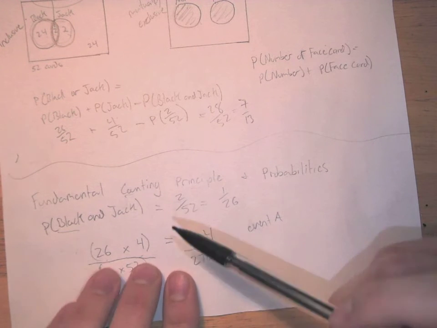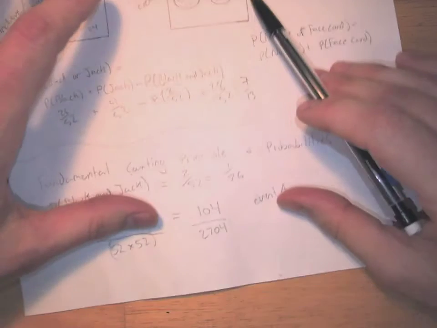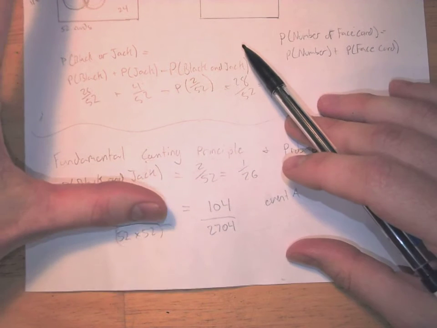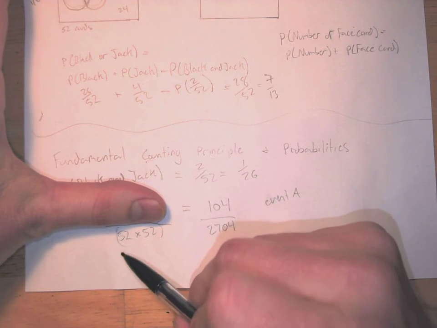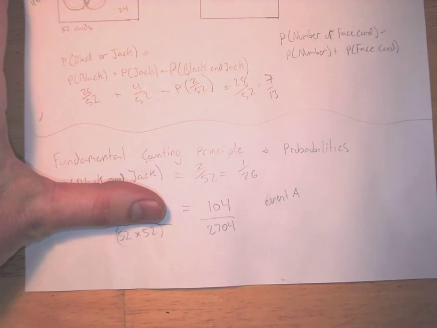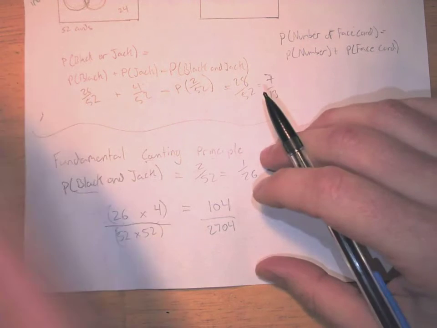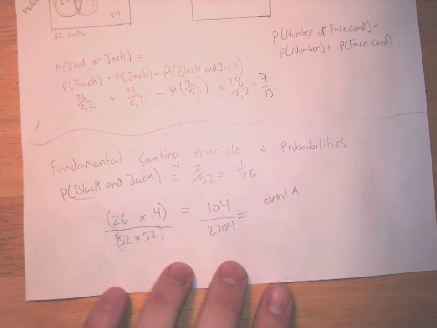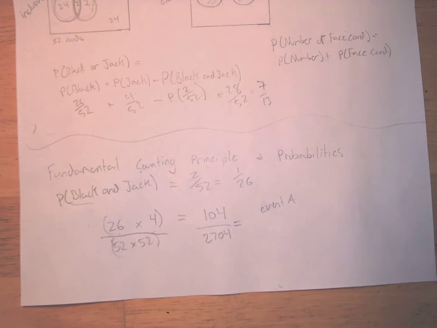Then we look at the problem separately, and we look at how many ways there are to just pull any card. How many ways are there to pull a card once? There's 52 ways to do that. How many ways are there to pull a card the second time? There's 52 ways to do that. So in total, there's 104 over 2,704 ways to pull a black card for your first card and then a jack for your second card if you're doing 2 pulls.